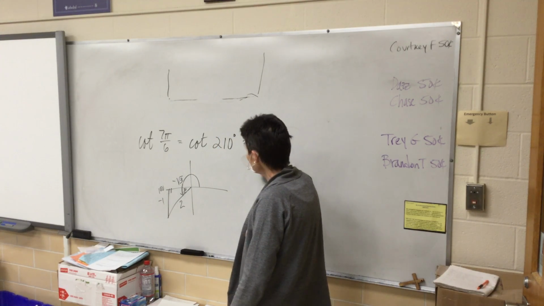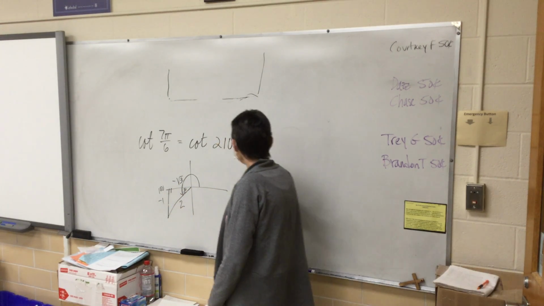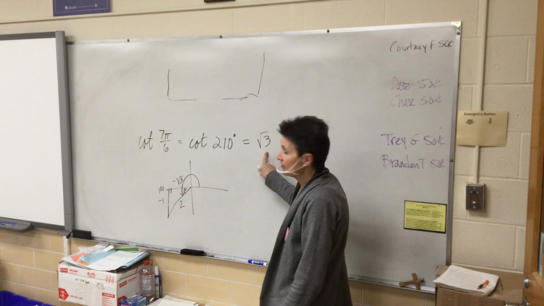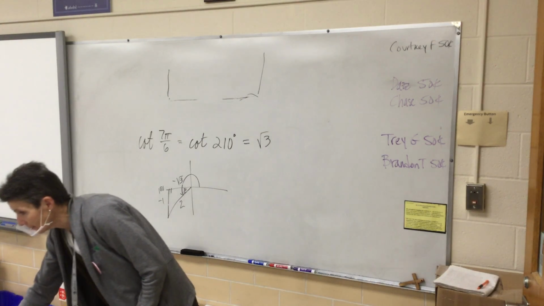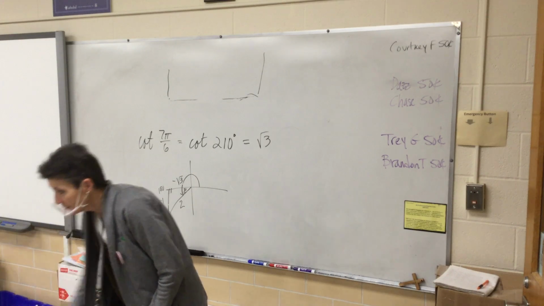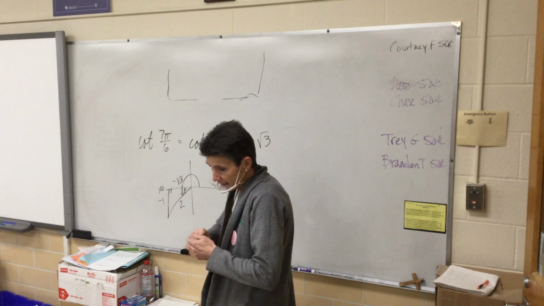You had root 3 because it's adjacent over opposite. It's root 3 over 1. But you had a negative on it. And in this quadrant, since they're both negative, the tangent and cotangent will be positive. Will everyone agree with that? Okay, all right. All right, let's get our notes out.